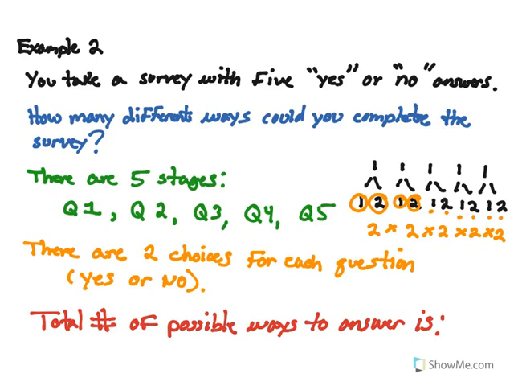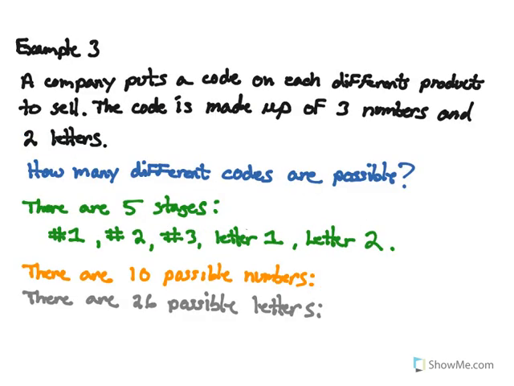Okay, so the answer is going to be 32, because when you do 2 times 2 times 2, you're going to get 32, okay? So you multiply 2 by itself 5 times, right? 1, 2, 3, 4, 5, and that should give you 32 possible ways to answer the survey. Sorry, let me make that a little bit neater for you so you can read that. Okay, 32 answers, all right? So that's how you do that particular problem.